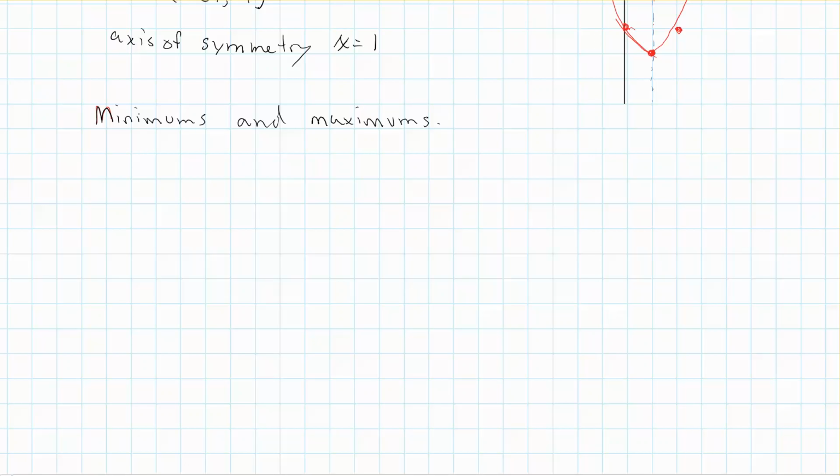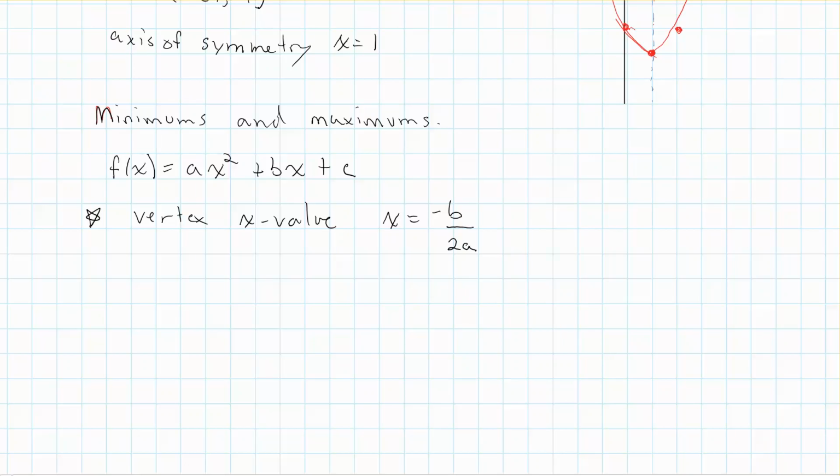Well, first off, if we have a general form, which is equal to ax squared plus bx plus c, this is something that is very useful, especially for getting it into the standard form. The vertex x value is equal to negative b over 2a. The vertex y value then is simply f at negative b over 2a.